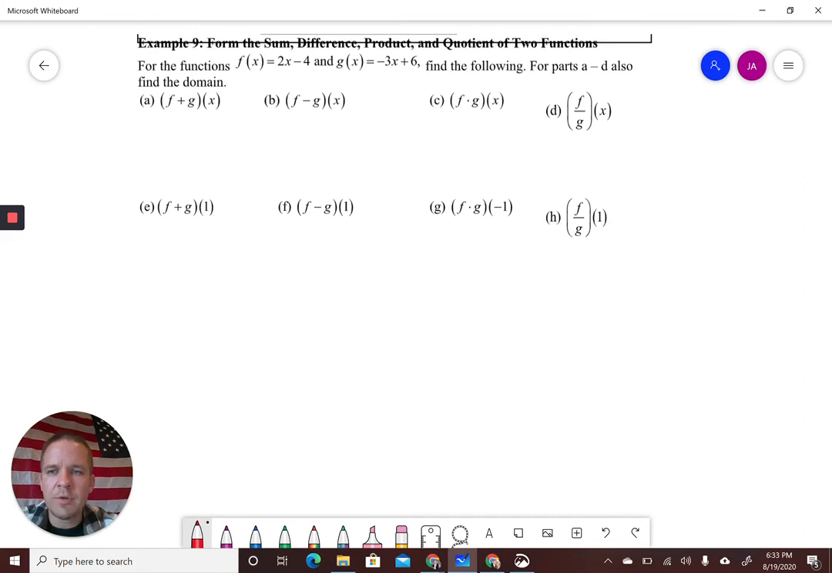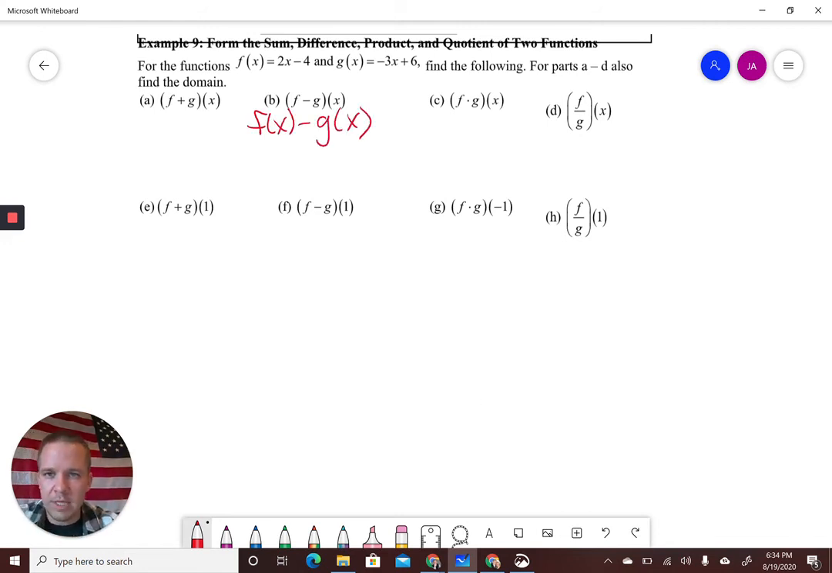All right, I'm just going to do a couple of these because I know this video is getting long, and I think you'll be able to practice most of them on your homework. You just need a little refresher. So for part B, I'm going to jump right to B here. It says f minus g of x, or f of x minus g of x. That's another way of writing this: f of x minus g of x.